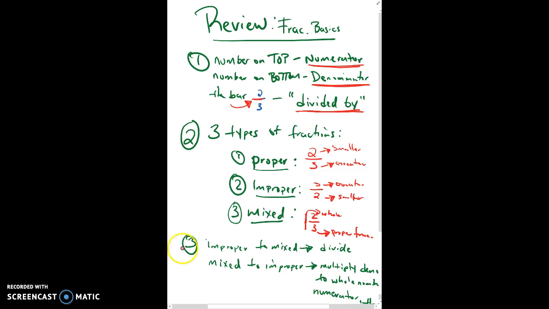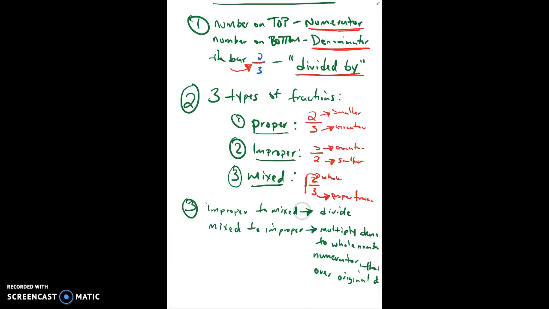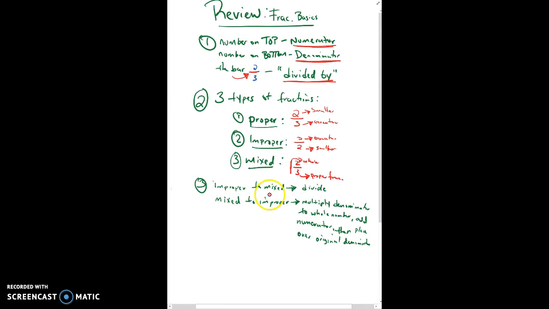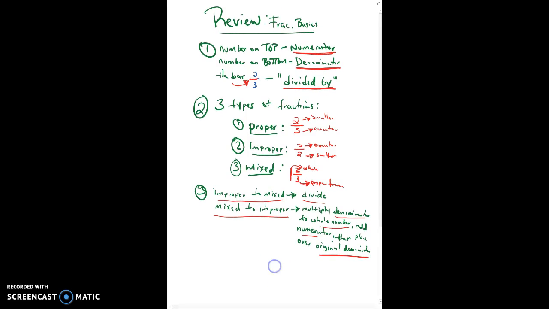Okay, quick recap on how to turn from improper fraction to mixed number. Remember that in order to turn from improper to mixed, you just divide. Okay, and then to turn from mixed to improper, you multiply the denominator by the whole number, and then add the numerator. Then place that answer over the original denominator. Okay, and that's pretty much it for fraction basics.